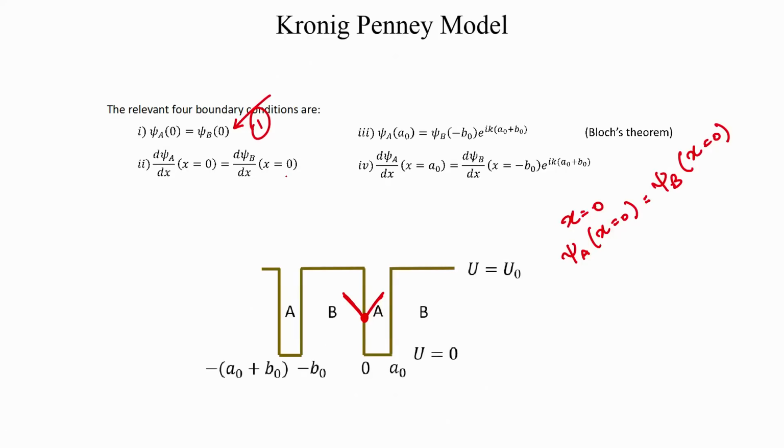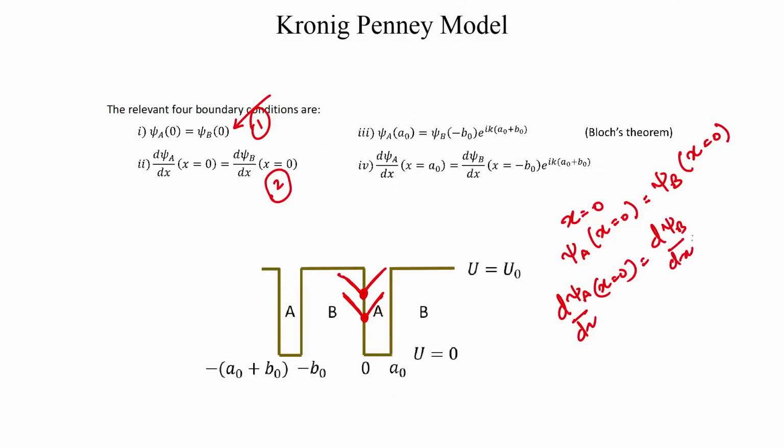The second boundary condition is that not only is the wave function continuous, but the derivatives of the wave functions must also be continuous. Therefore d psi of A by dx and d psi of B by dx at x equal to 0 must have the same value. So that's the second boundary condition.